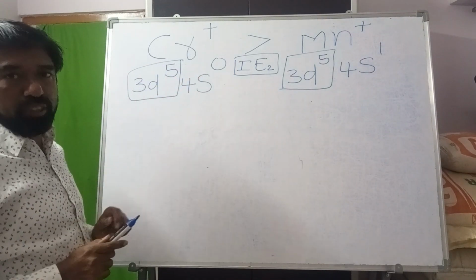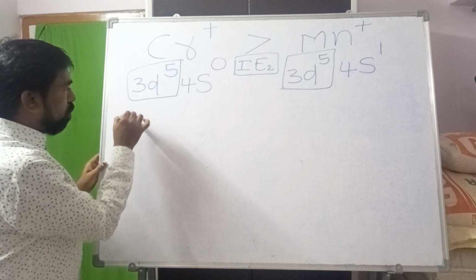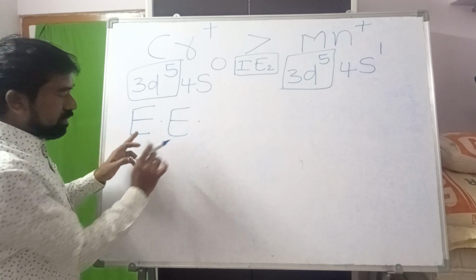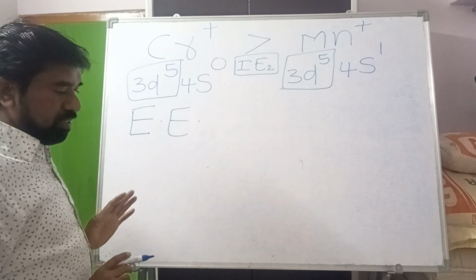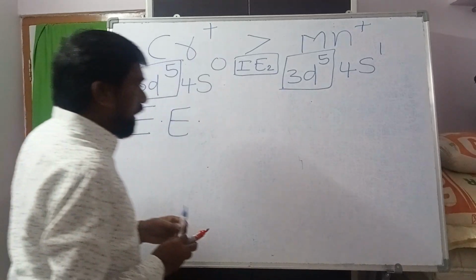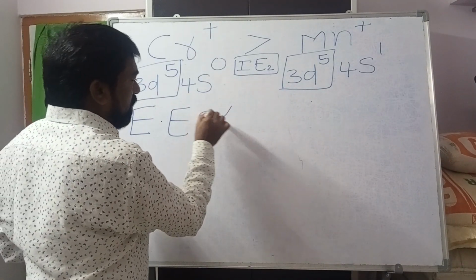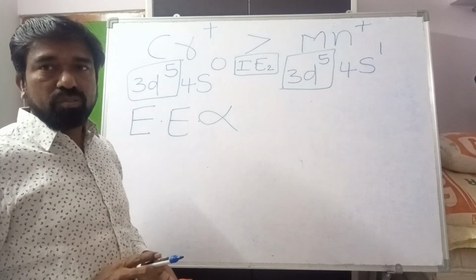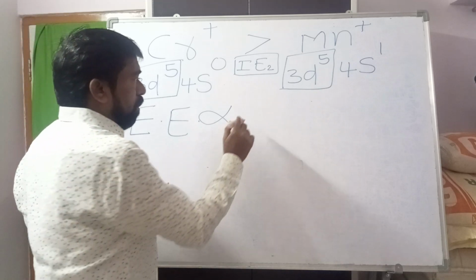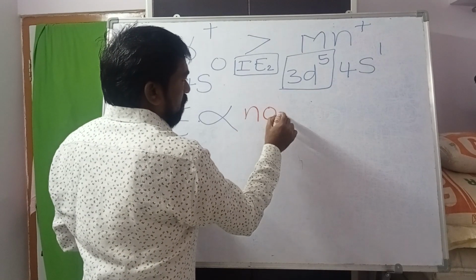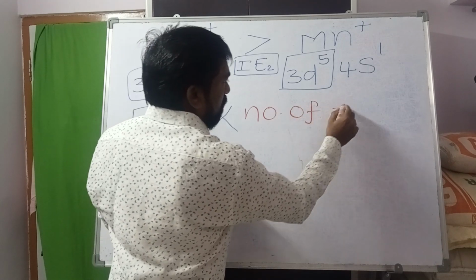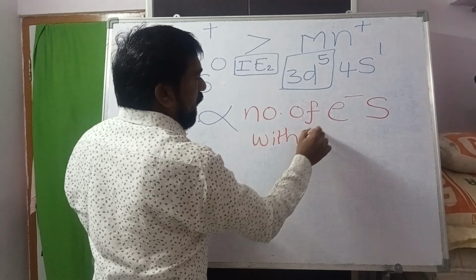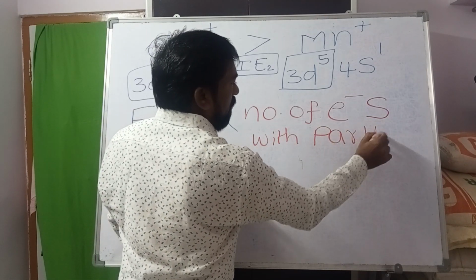So before going to this explanation, we must know what exchange energy is. EE means exchange energy. You need not remember the definition. Exchange energy is directly proportional to the number of electrons with parallel spin.